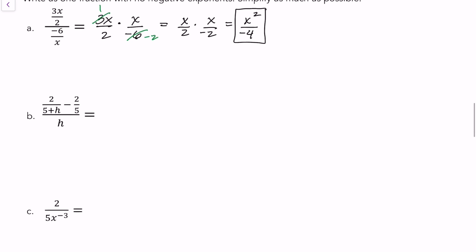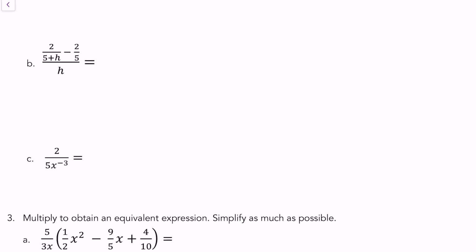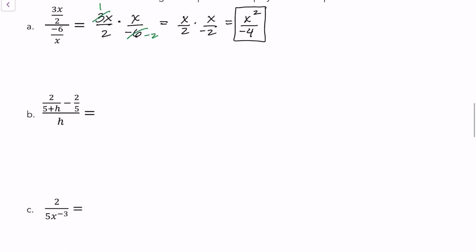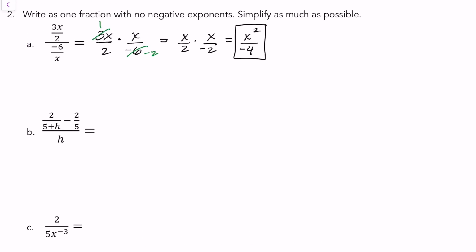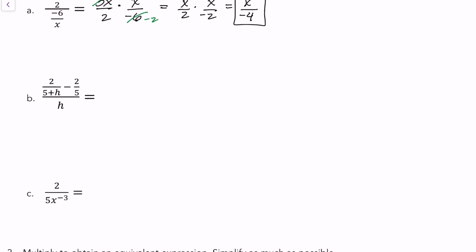Okay. Now, problem B looks kind of ugly, right? So we have a difference of two different fractions as a numerator, and the denominator is h. So you have a really big fraction. So the first step that I'm going to take is follow the same logic I did for part A, which is rewrite the denominator using the reciprocal.